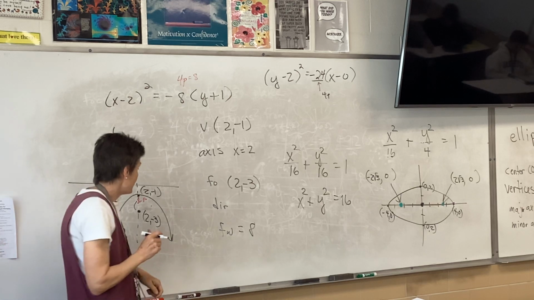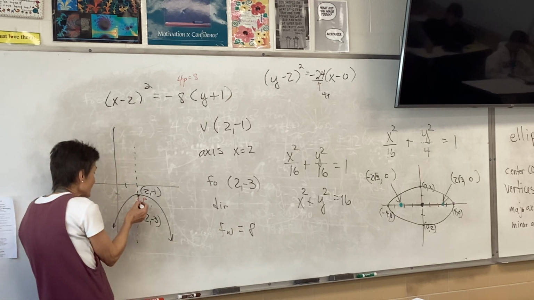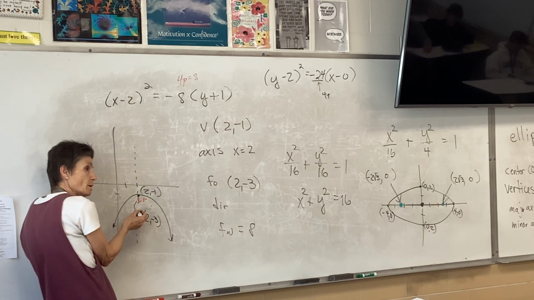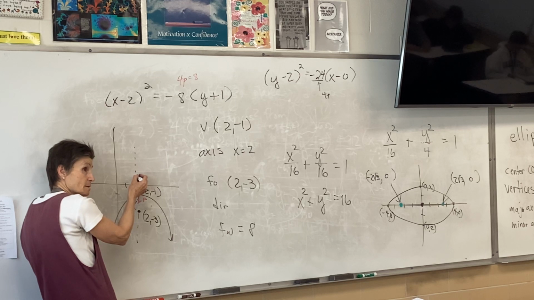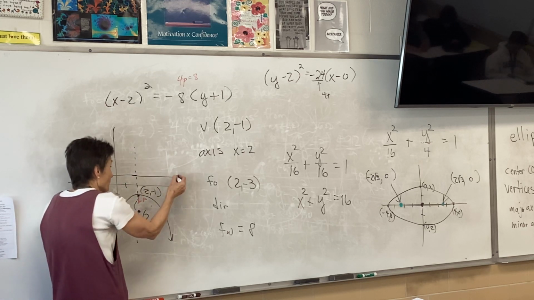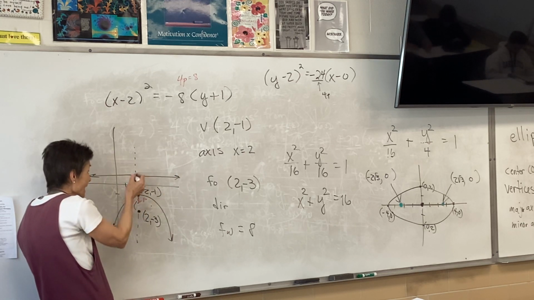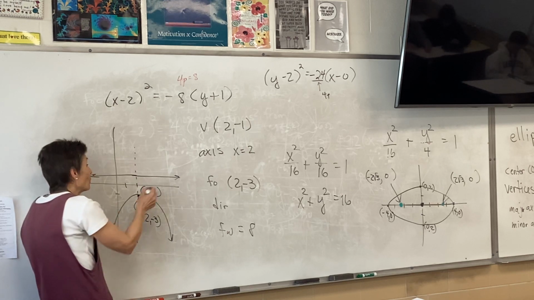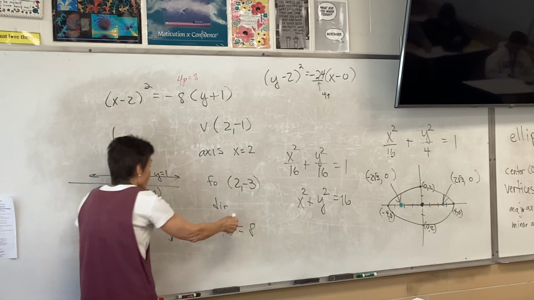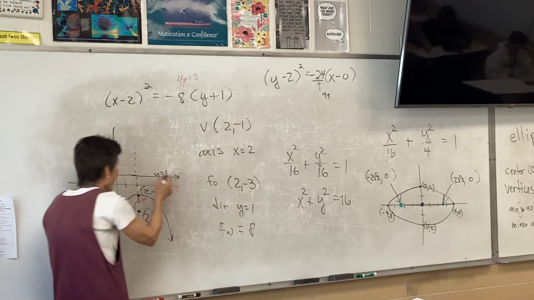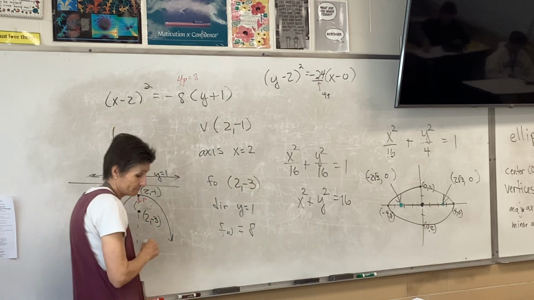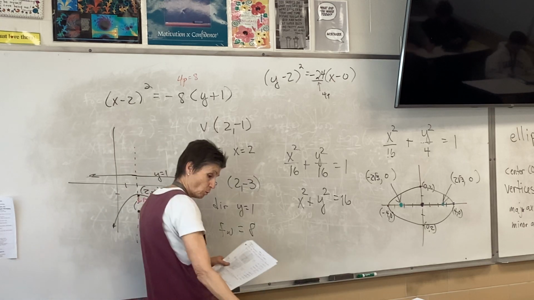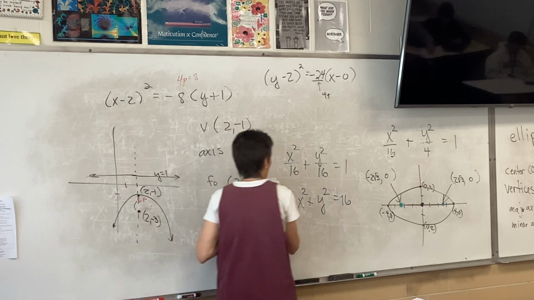Okay? Now, if I counted down 2 for my focus, then I am going to count up 2 for my directrix. What is that? How high up is that line? Y equals 1. Beautiful. Y equals. All right, one more of that kind.